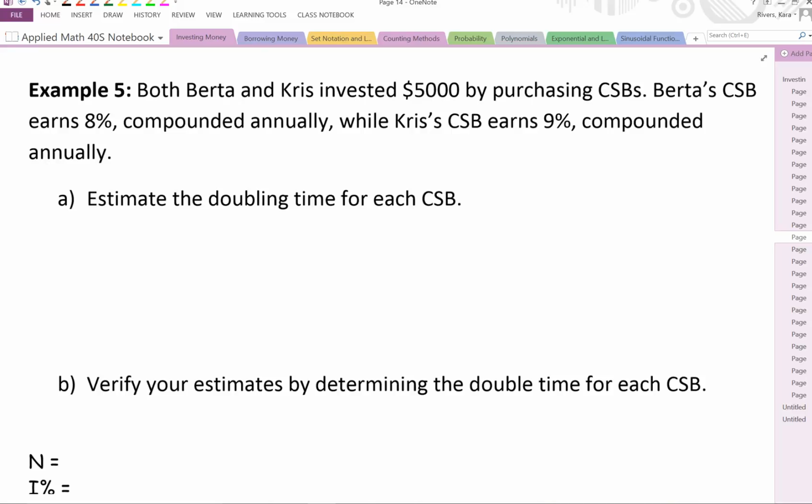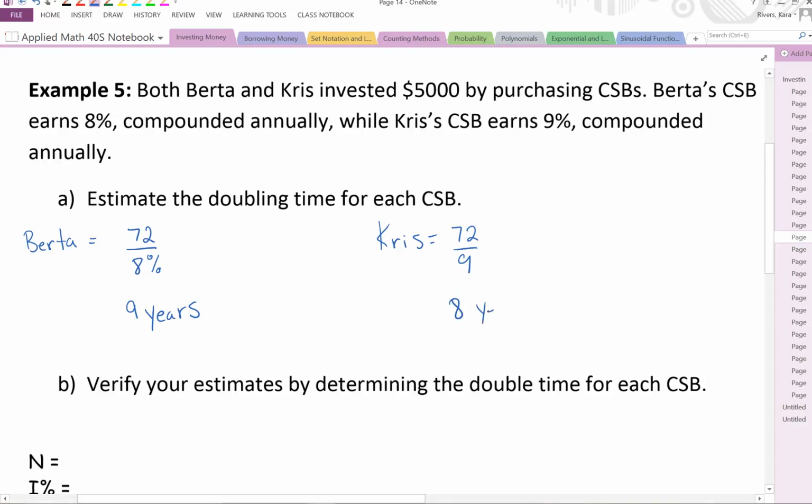So if we use our Rule of 72, we see for Berta, that would be 72 divided by 8%. So you're actually putting in the 8%. This is a rare time when we're leaving that as an 8 and not changing it to 0.08. And if you do that, you get the approximate doubling time to be 9 years. If you do this for Chris, that would be 72 divided by 9%, because his CSB earns 9% compounded annually. And if you do this, you would get 8 years to double.